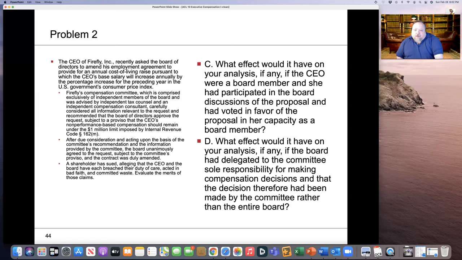What effect would it have on your analysis if the board had in fact delegated the entirety of the decision, sole responsibility, to the comp committee? Again, I don't think that matters. The board is entitled under Delaware law to delegate not just advisory roles to committees, but decision-making roles to committees. Section 141 of the Delaware Code lists some exceptions to that rule, but those exceptions simply aren't pertinent here.